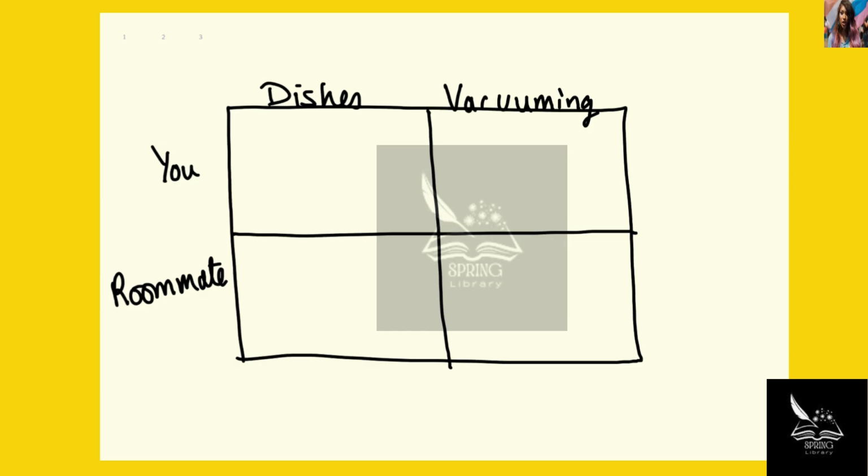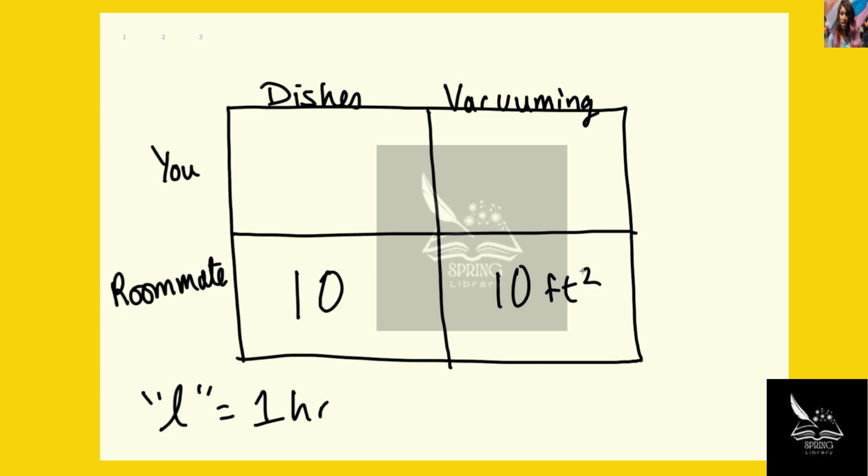So in this problem, we know that you clean dishes 70% faster than your roommates. So I'm just going to assign numbers to these, they're kind of thought out. For the roommates, I'm just going to say that in 1 hour, our quote unquote labor equals 1 hour, your roommate can do 10 dishes and can vacuum 10 square feet, which is not a lot at all, but let's just suppose.